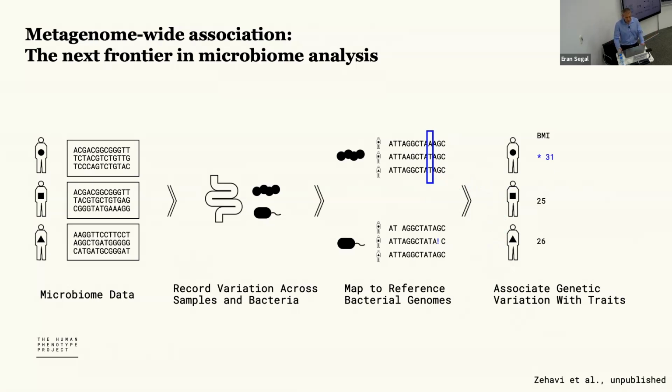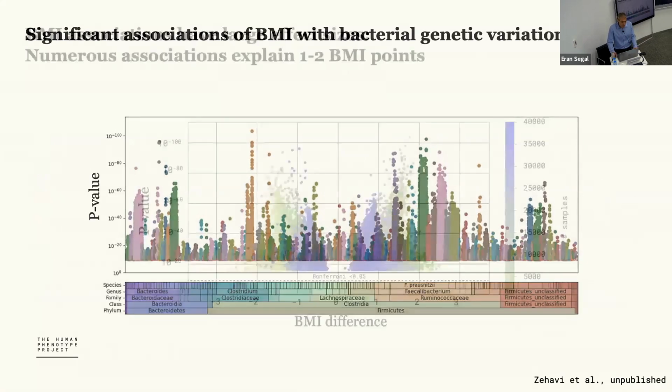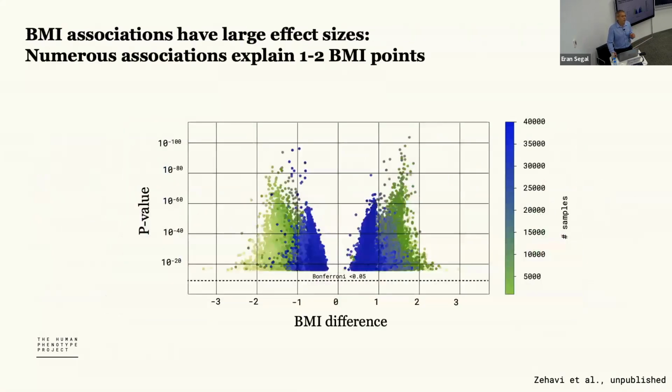We do this on the cohort of 10,000 people, and we find very significant results. This is a Manhattan plot like you see in GWAS studies, except this is now for bacteria, which are on the x-axis, and the y-axis is the significance of the association. So highly significant associations, which plotted in a different way, show actually the size of the effect. So the number of BMI points that are explained by bacterial genetic variation. You can see some variations explaining 1 or 2 points of BMI. This can be even 10 kilograms of body weight. So it's a huge effect.